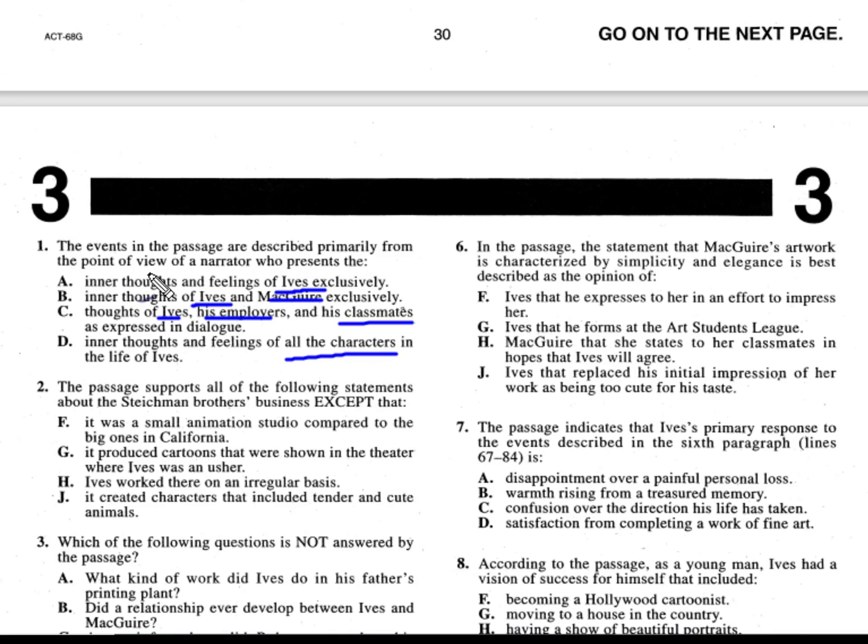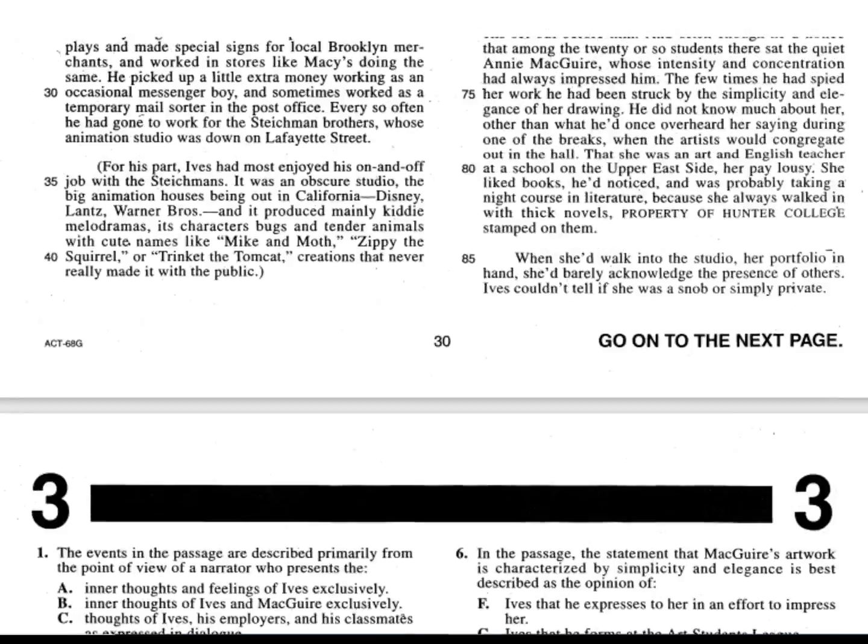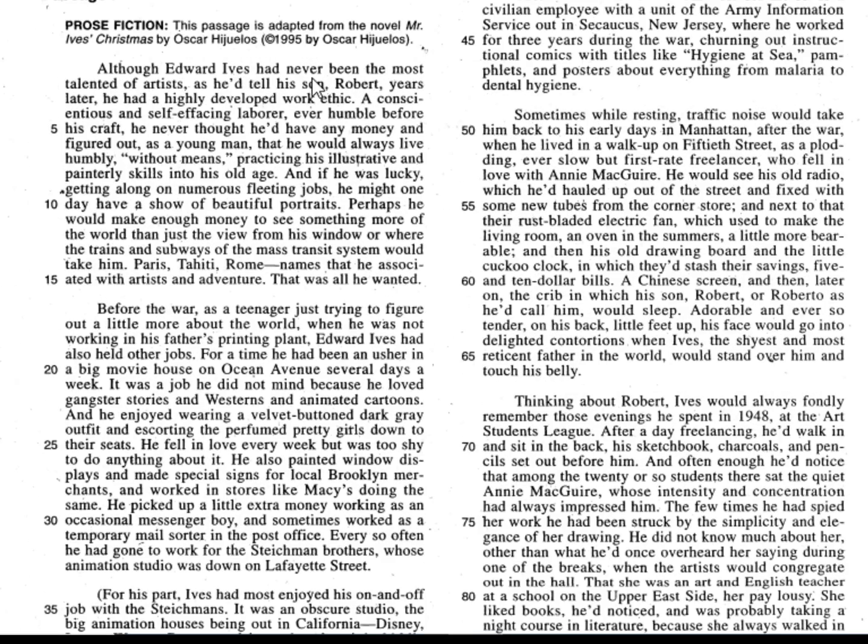So does the author know personal feelings and thoughts of Ives and McGuire, or everybody, or just Ives, the employees, and the classmates? That's going to help you considerably when you go in here, because now you know what you're looking for. Now, just think of it. As we go back over here, we already have seen the title. The title says Mr. Ives' Christmas. So the whole passage, you know, is going to be about Ives.